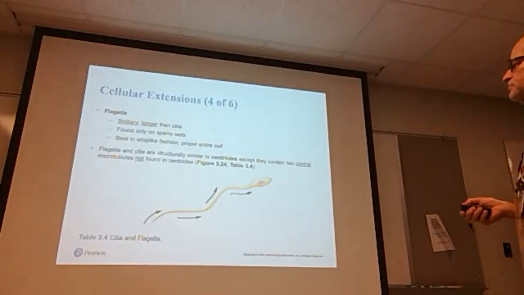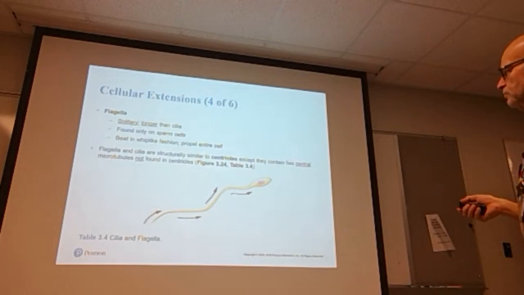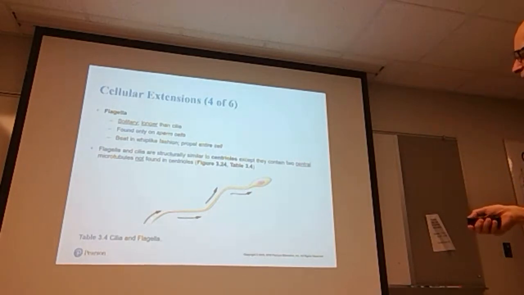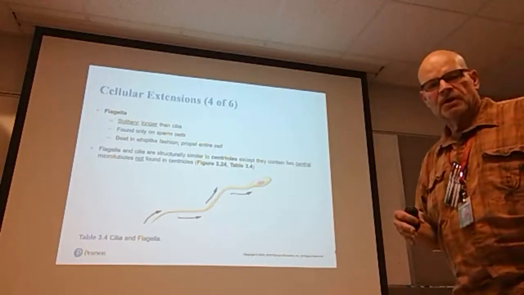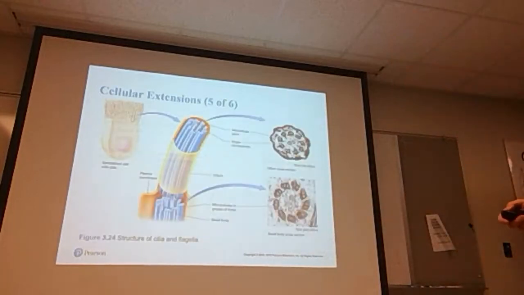The flagella and cilia are structurally similar to the centrioles, except they contain two central microtubules not found in the centrioles. And again, here's the sperm, and what it does with this long flagella is it creates a whip-like structure or whip-like motion, and that pushes the cell forward. And then there are the different versions. Here's the microvilli as it appears. This is a blown up sort of magnified showing the cilium there. And then there's the different structures.